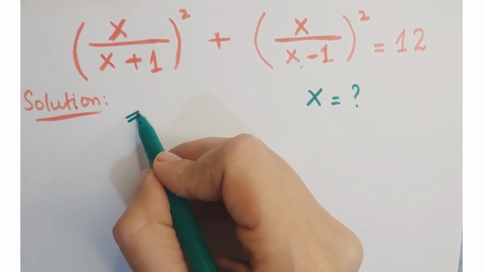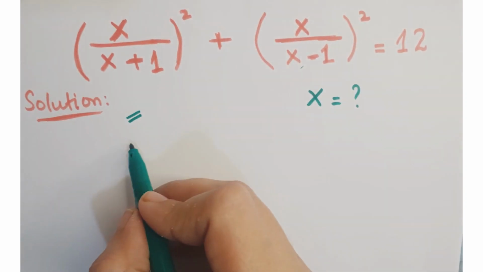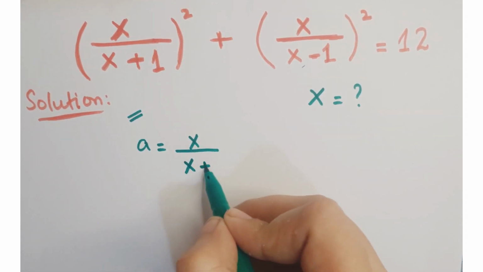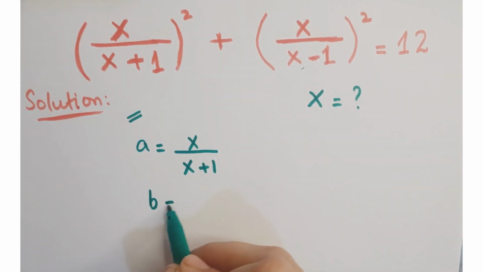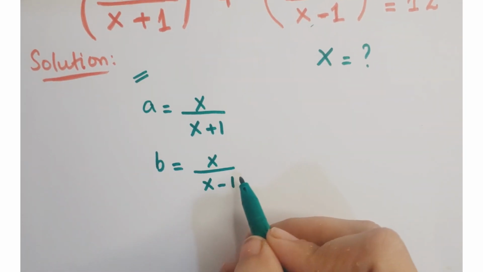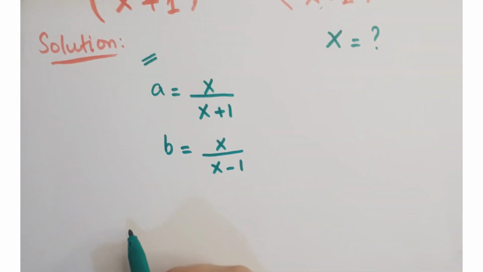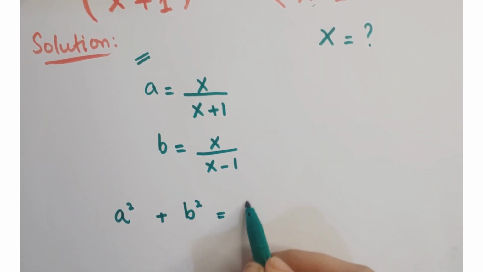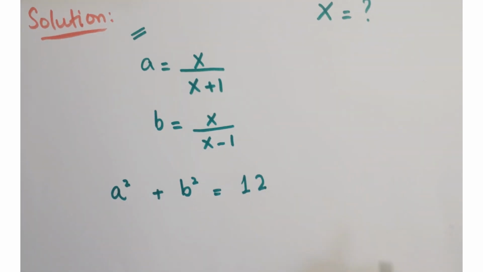Now let's assume that x/(x+1) is a and x/(x-1) is b. This is what we have assumed. Now just put this assumption in our equation. So we have a² + b² = 12.